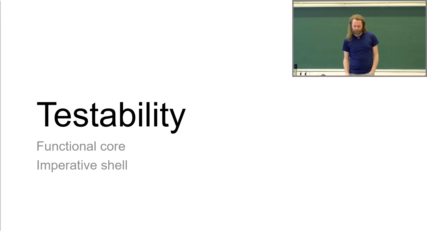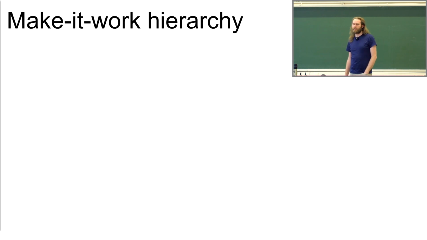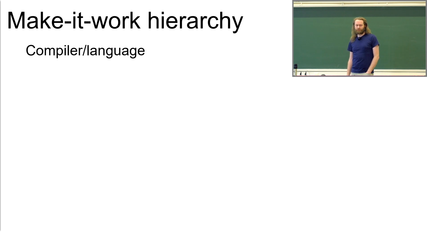But first, let's just talk about making our code work, because we need to make stuff that works, otherwise we're not very good at what we do. So we have a hierarchy of stuff that helps us make stuff that works. On the very bottom, we have the compiler and the language. If you have a type system, you can check that you're not writing stuff that doesn't make any sense. Spell checkers probably fall into this kind of thing.